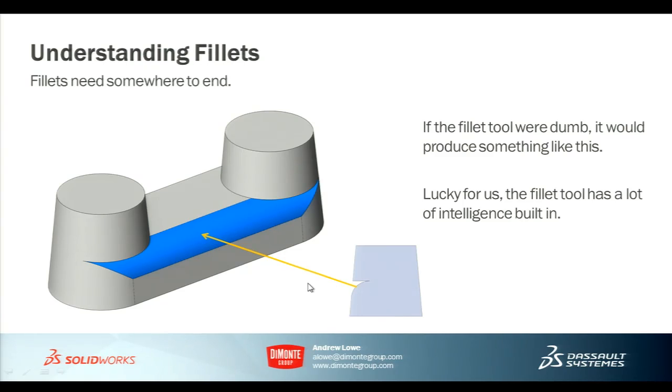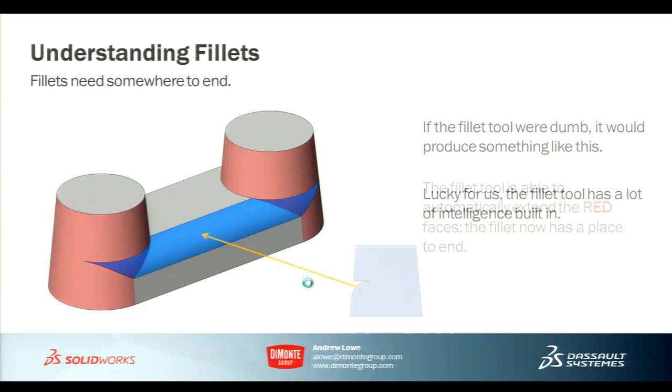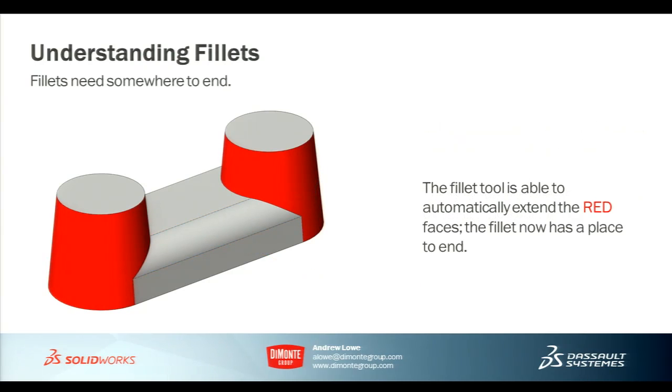Luckily for us, the fillet has a lot of intelligence built in. So what the fillet tool is able to do is automatically extend faces on the model, giving somewhere for the fillet to end. It extended these two red conical portions of the model and was able to give the fillet somewhere to end along this edge here.